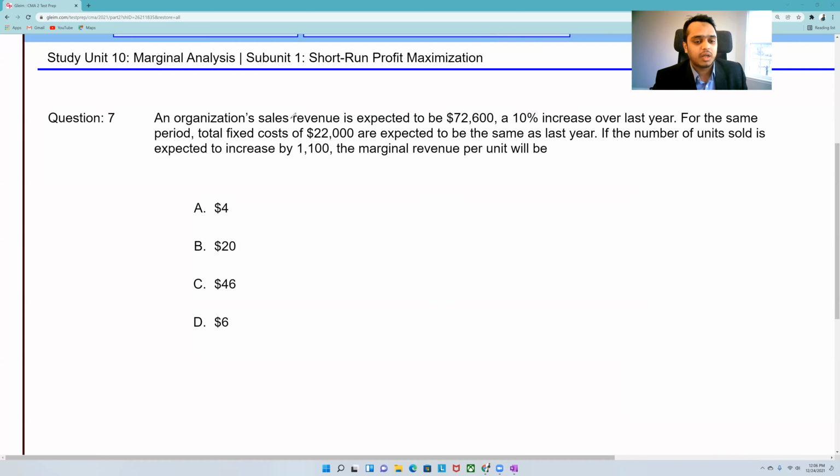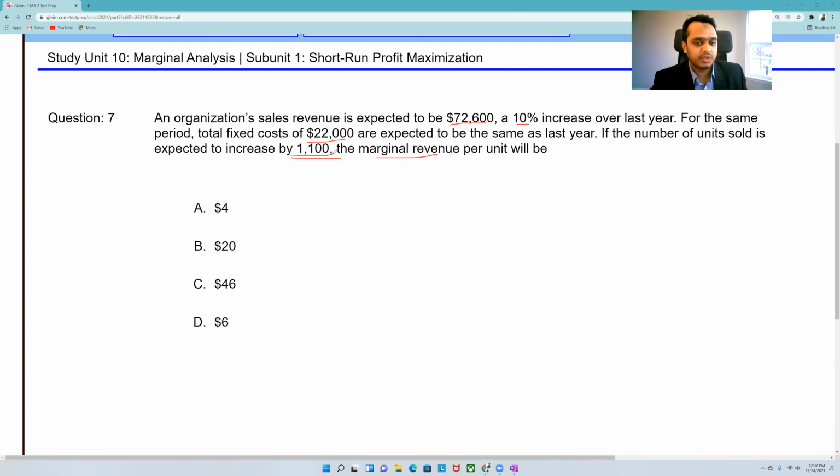Okay, an organization's sales revenue is expected to be 72,600, a 10% increase over last year. So 10% has already been affected here. For the same period, total fixed costs of 22,000 are expected, the same as last year. If the number of units sold is expected to increase by 1,100, what is the marginal revenue per unit? Marginal revenue is nothing but the additional of this particular year. So it means that last year it was 10% less. It is 10% which has increased.